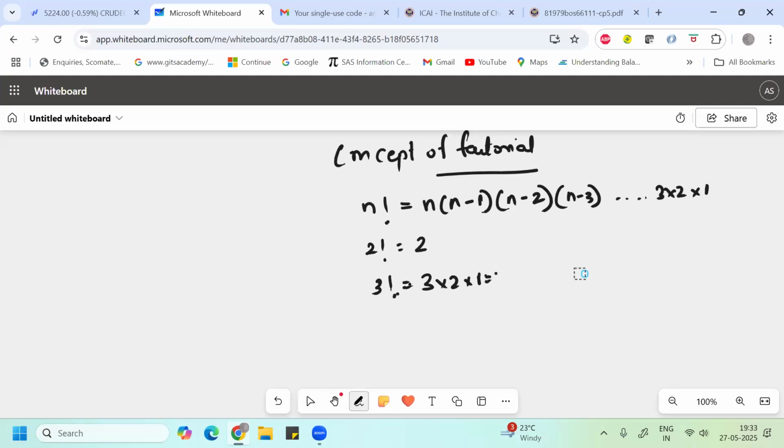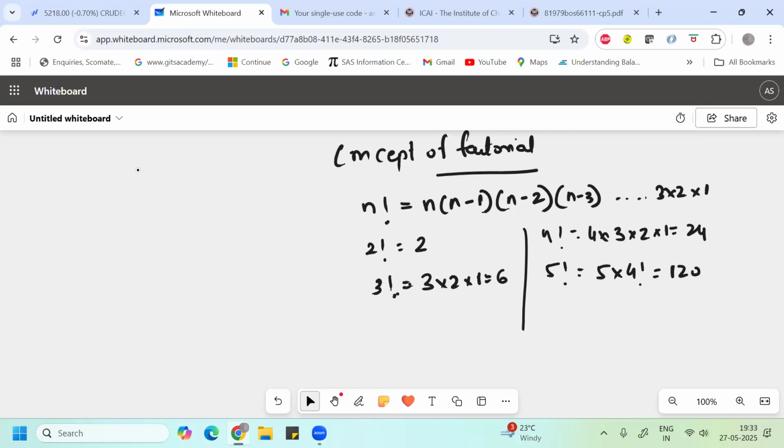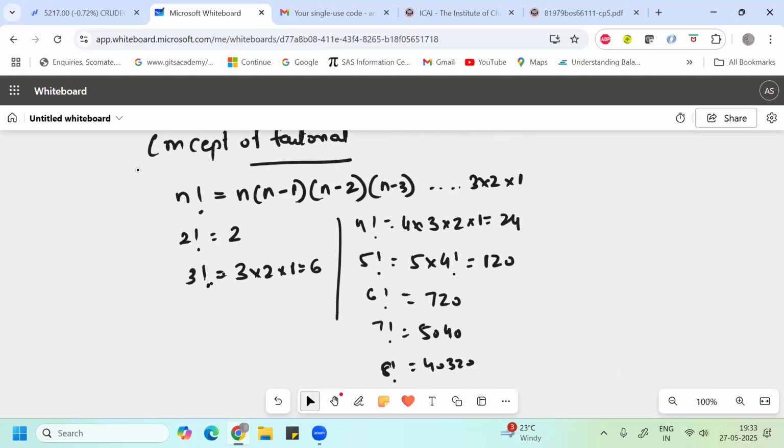If I'm saying 4 factorial, you have to remember this: it means 4 into 3 into 2 into 1, it means 24. Then 5 factorial, you have to memorize, is 5 into 4 factorial. It means 24 into 5 means 120. Then 6 factorial is 720. 7 factorial is 5040. 8 factorial is 40320. You have to memorize these factorial values.